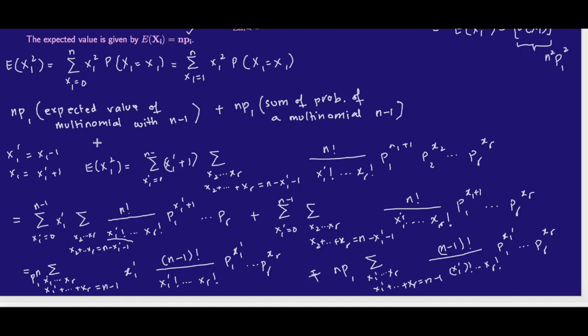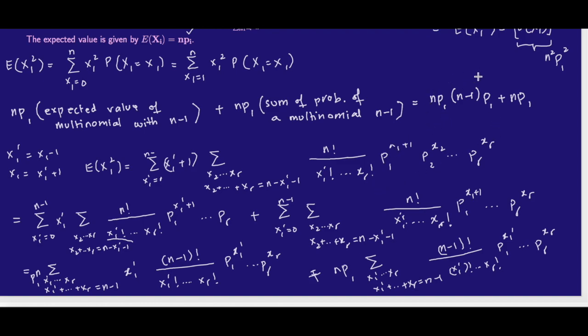Okay, what is this guy? We already know that the expected value is n times pi, or p1 for this case, but then we have a parameter n minus 1, so we'll say n p1 times n minus 1 p1. This guy is just 1, so we'll say n times p1. So this is my second moment here.